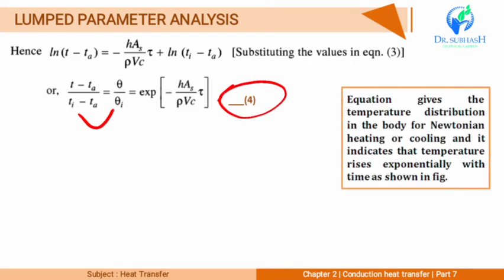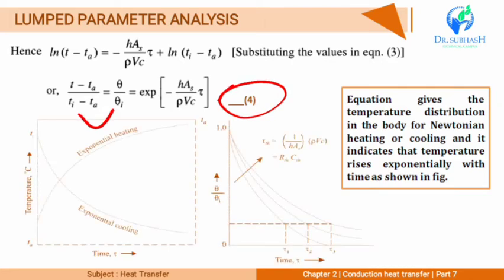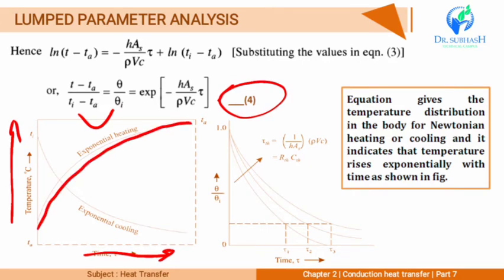The equation gives the temperature distribution in the body for Newtonian heating or cooling, and it indicates the temperature rises exponentially with time as shown in the figure. Here the figure shows time on the x direction and temperature on the y direction. The exponential heating curve goes upward as time increases and the temperature increases. The cooling curve goes downward as time increases.